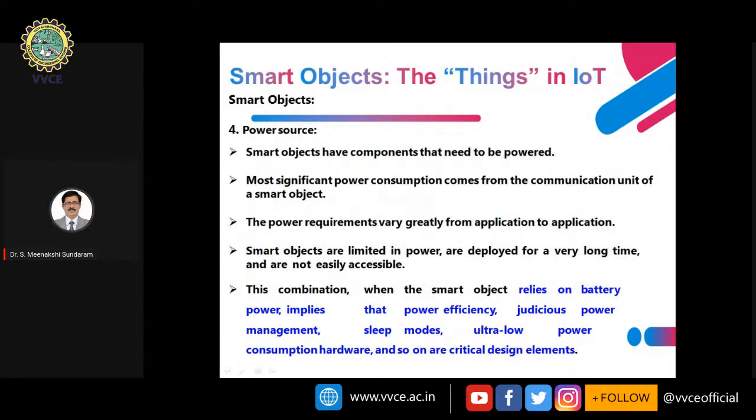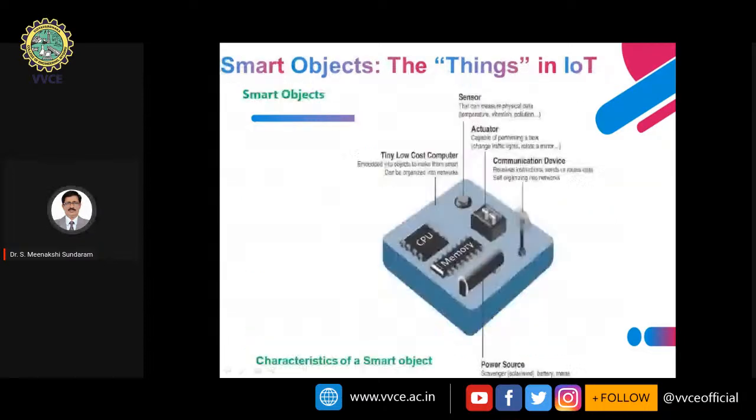Similarly, the power. As we know, for smart objects, minimized power consumption should be very, very less. And reliability, so everything is based on the battery power. So storage of more power in the battery, improving the power efficiency, management of power, using sleep modes, ultra low power consumption hardware, and critical design elements for power. These are some of the important things in the power source for a smart object.